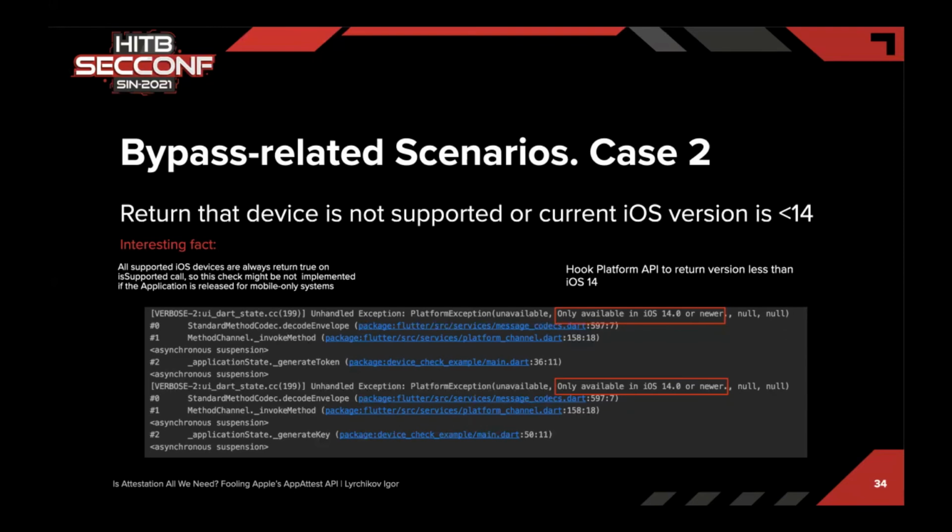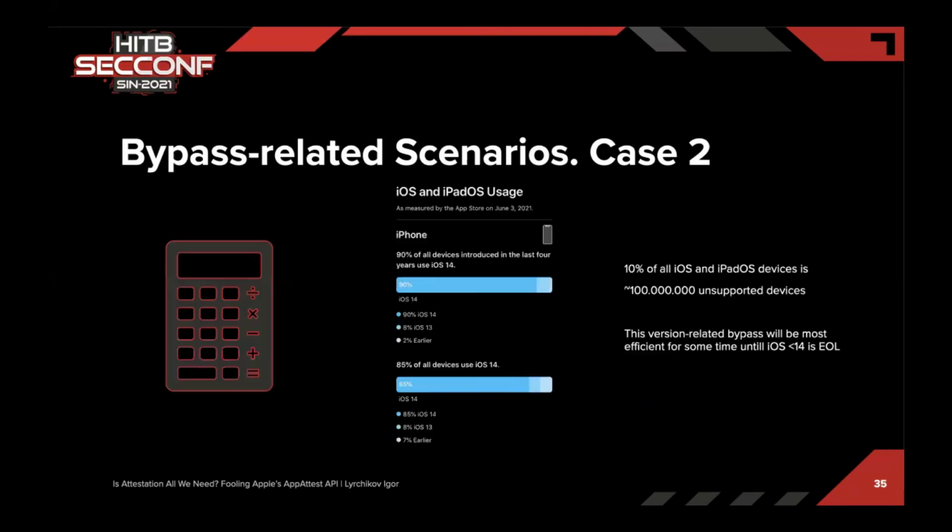So you can just hook the return value of the platform API when it checks the iOS version, and you are able to bypass this check. It just won't trigger the whole key generation logic.